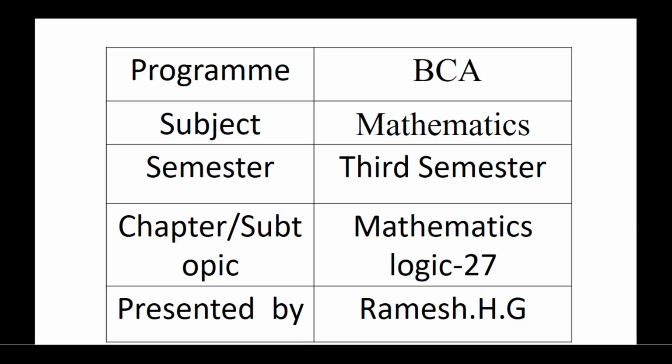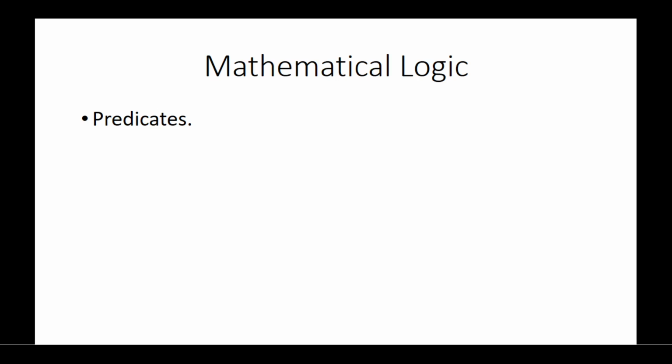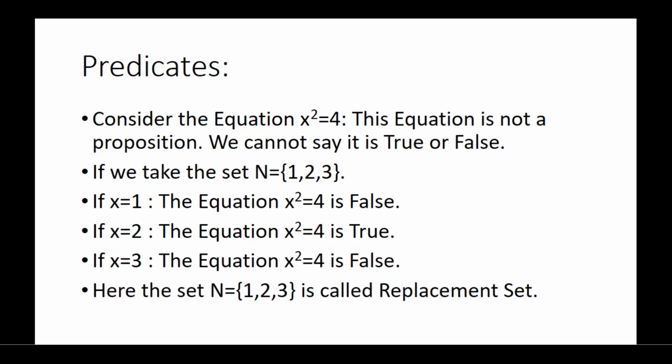Next we come across predicates. So in this unit we are going to discuss predicates. Consider the following statement. x square is equal to 4, or x square plus 4 is equal to 0, or x square minus 4 equal to 0. This equation is not a proposition. So the statement x square equal to 4 is not a proposition, for we cannot say whether it is true or false.